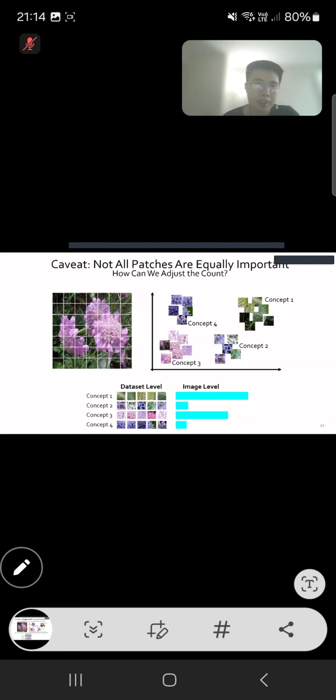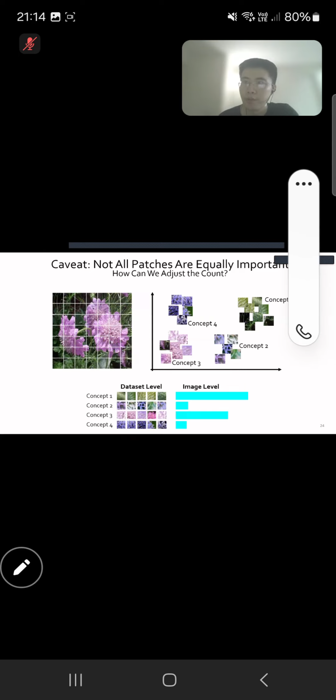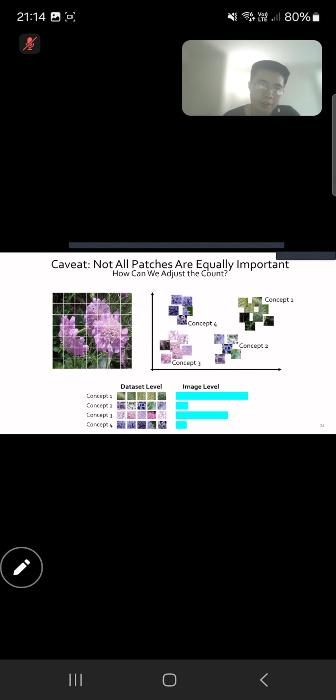However, there is a caveat here. Not all patches are equally important. For example, the background patches of green leaves and weeds are supposed to be less important than the foreground flower patches. And in this case, how can we adjust the count?